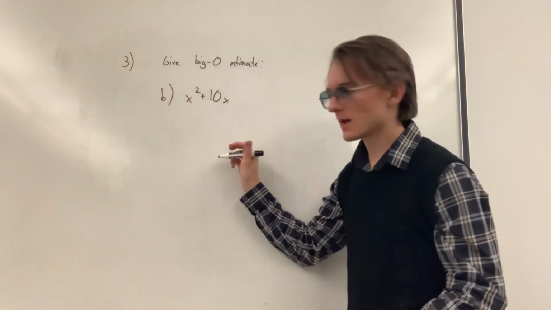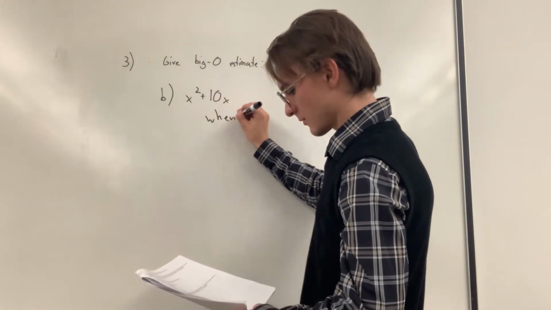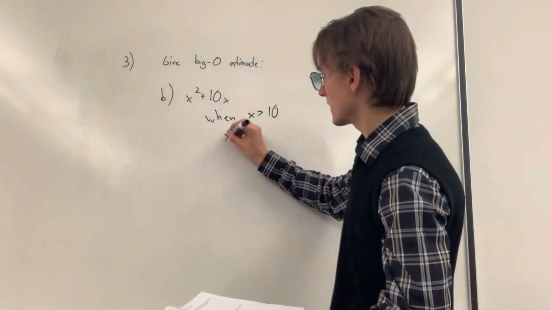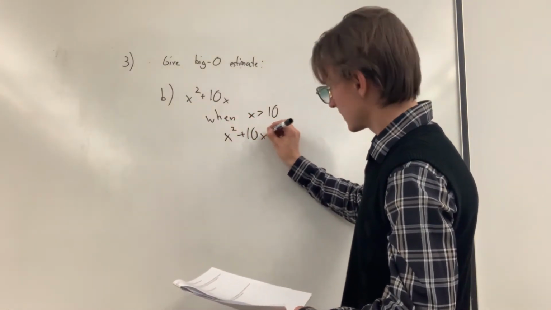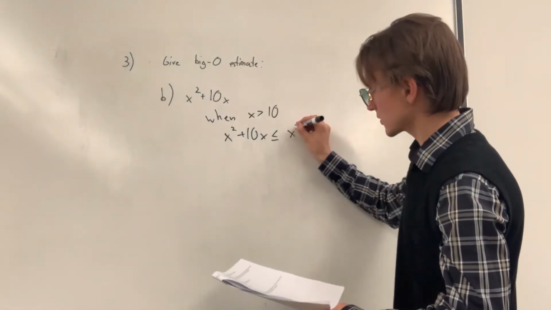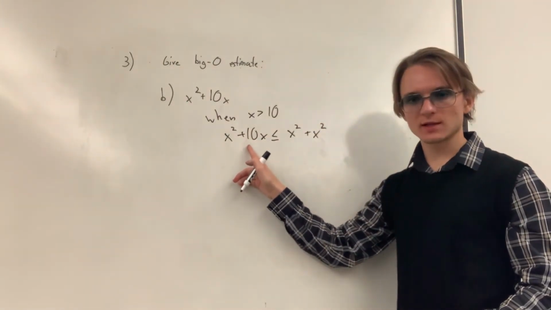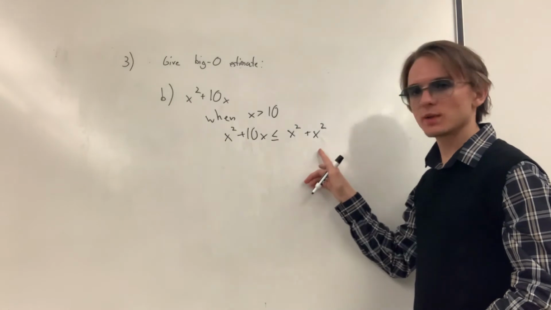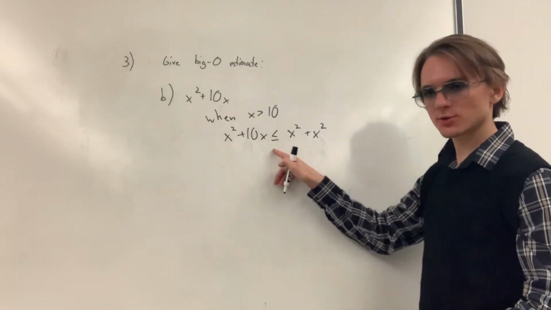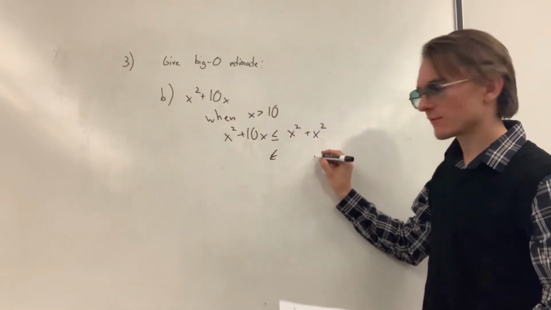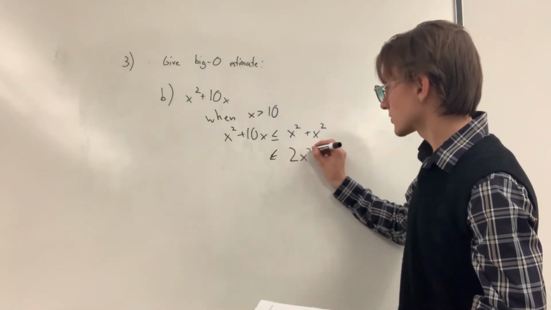X squared plus 10x. So when x is greater than 10, we know that the following holds true. X squared plus 10x is less than or equal to x squared plus x squared. We simply increase the growth rate of one of these elements, 10x, to become x squared, and we know this holds true. So x squared plus x squared is equal to the following, 2x squared.